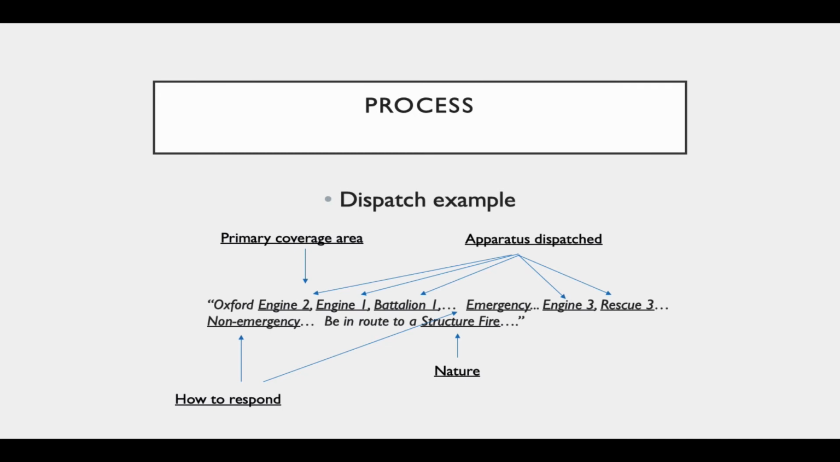Our second dispatch example has multiple apparatuses that are dispatched. As you can see, Engine 2 is a primary coverage area because they're listed first. Engine 2, Engine 1, Battalion 1 are all called to run emergency. Engine 3 and Rescue 3 are called to run non-emergency. And then it gives us the nature, being en route to structure fire.